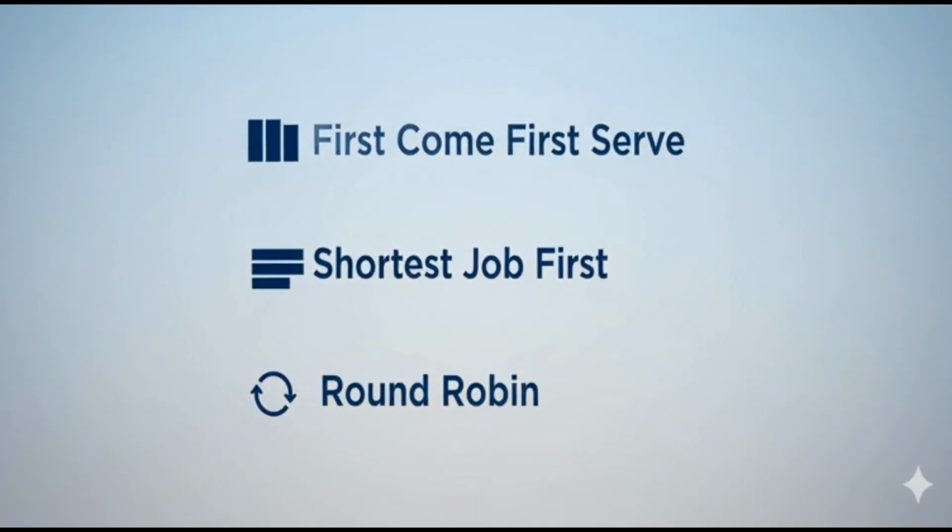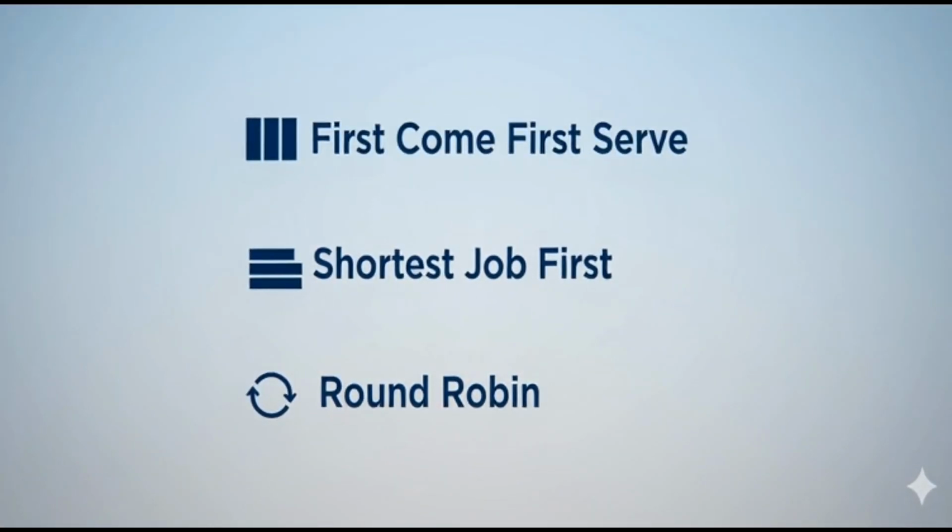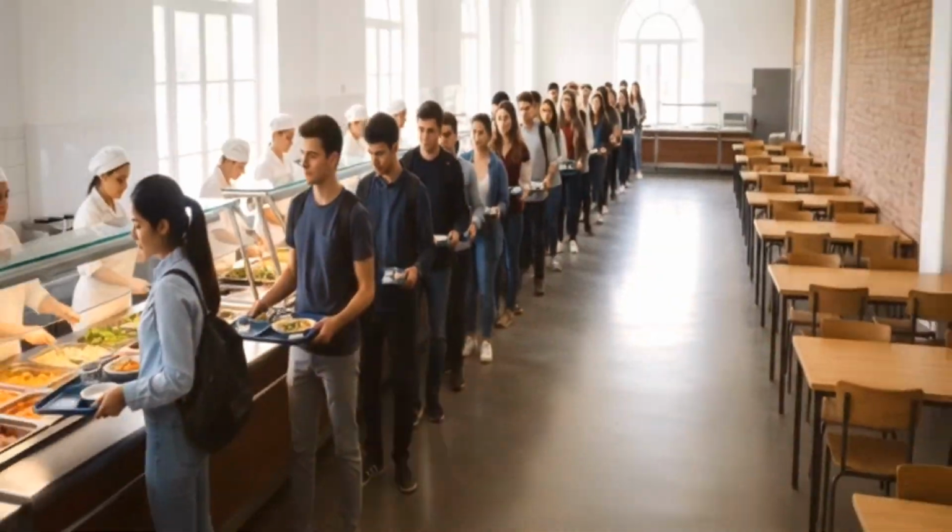So let's explore three major scheduling algorithms of process scheduling: first come, first serve, shortest job first, and round robin. Each one has a different way of managing time and fairness. First come, first serve is like waiting in a canteen line. The first person to arrive gets served first.